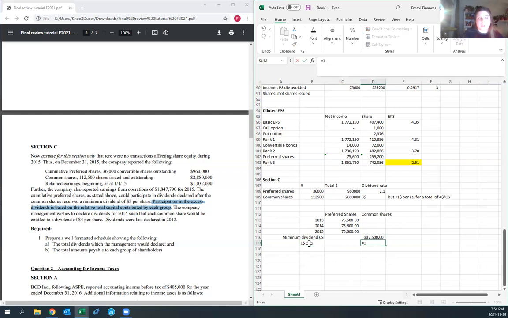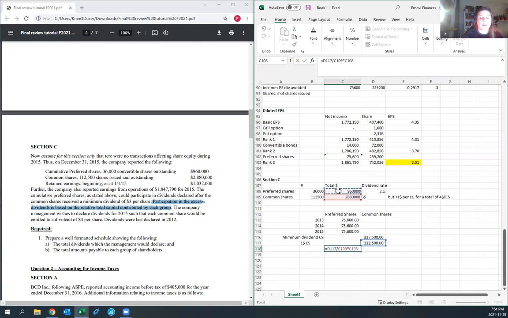So $1 times the number of shares. For the preferred shareholders, they're participating at the same rate as the common shareholders. So to find the amount that they're getting, you're doing $112,500 of the common shareholders divided by the total book value of the common shares, times your total book value of the preferred shares.